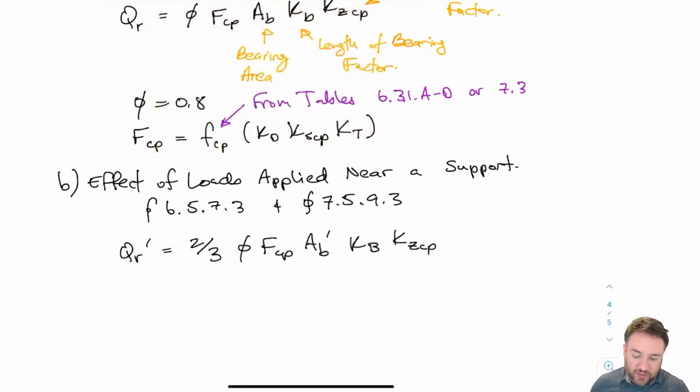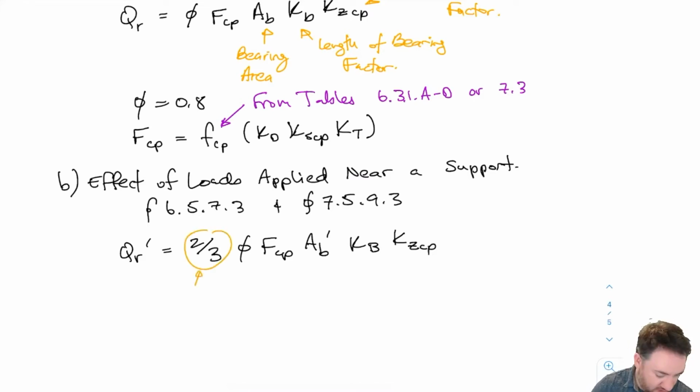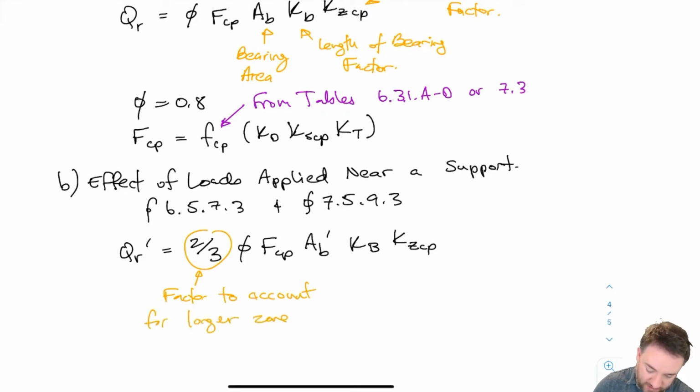So for effective loads applied near a support, we have an almost identical equation. We have a prime, a little dash on the QR, so it's QR prime, just to indicate that it's different than the QR. And we have this factor, first of all, 2/3, which is different. This is the factor to account for the squeezing, right? So to account for a longer zone under compression, as we talked about.